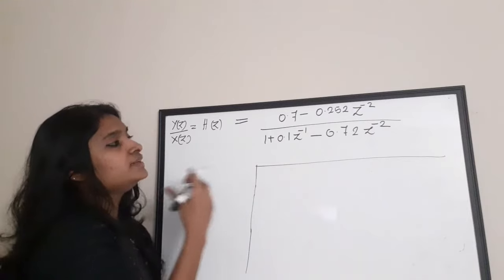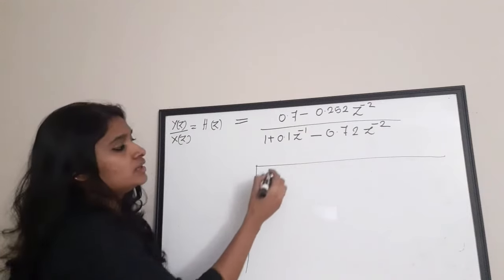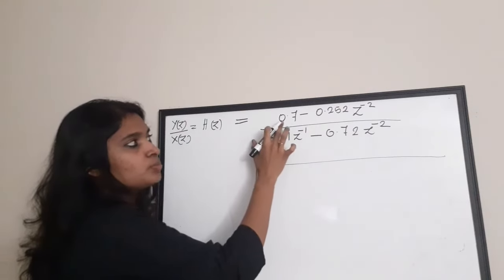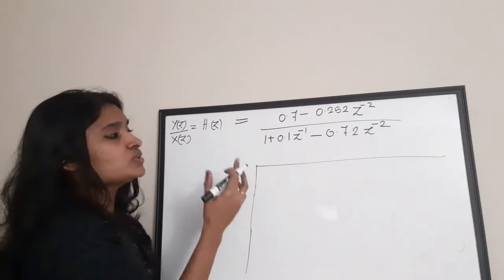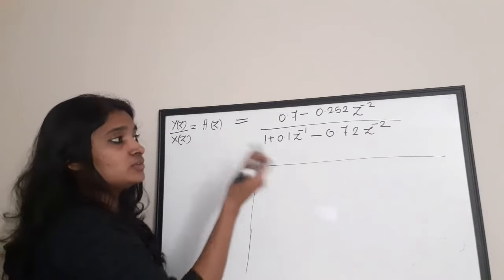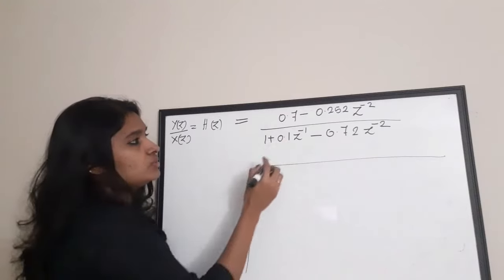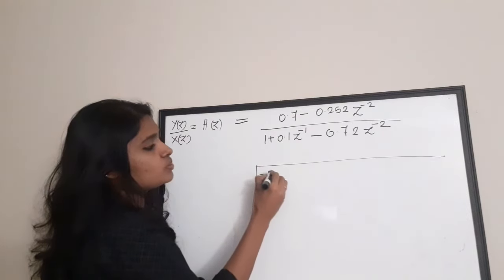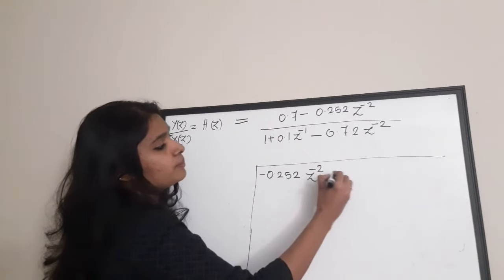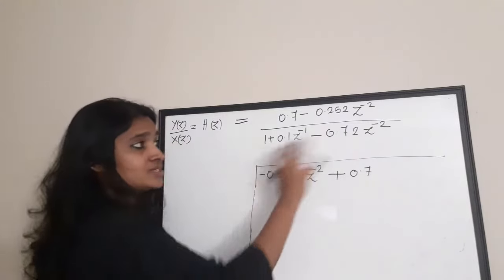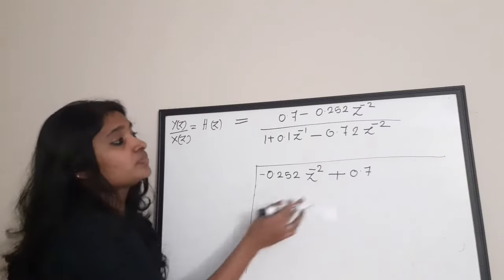So what is your dividend? Your dividend is your numerator, or the thing which you are going to divide. It is given in the format 0.7 minus 0.252 z raised to minus 2, right? So I am going to write it in the form z raised to minus 2, then z raised to minus 1, then plus constant term. So it is minus 0.252 z raised to minus 2, then plus 0.7. I have just rearranged the terms. This is my z raised to minus 2 term. This is my constant term.